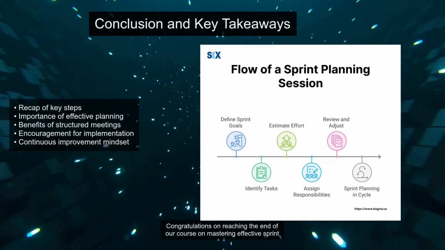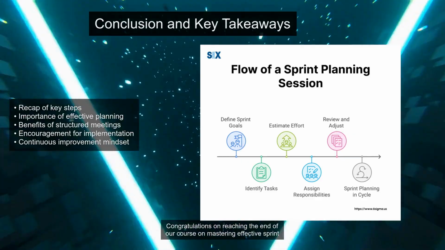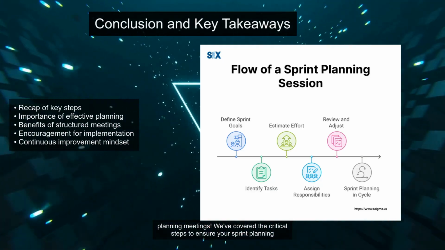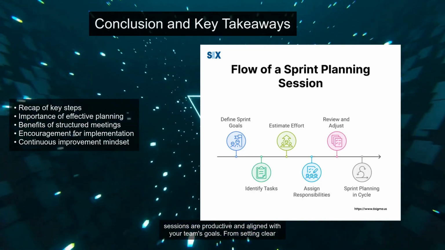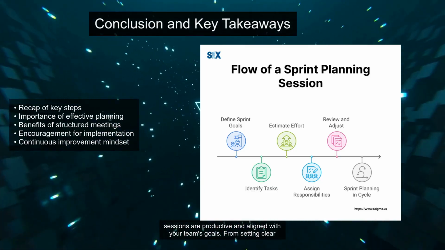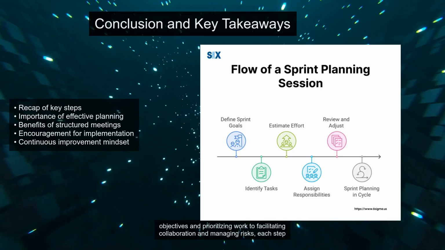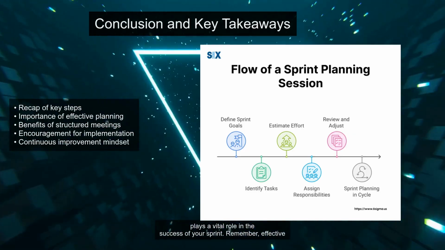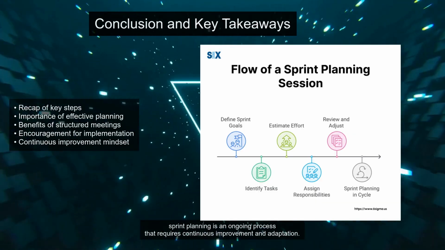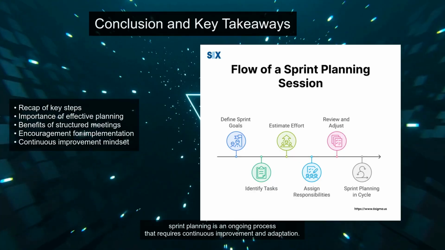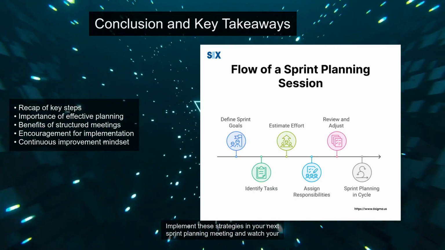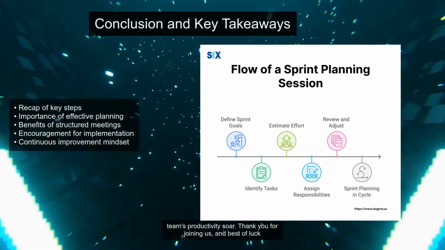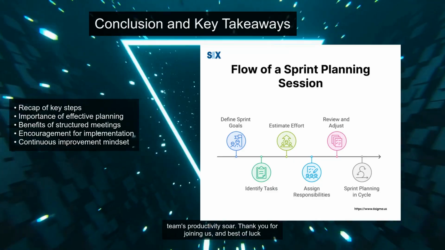Congratulations on reaching the end of our course on mastering effective sprint planning meetings. We've covered the critical steps to ensure your sprint planning sessions are productive and aligned with your team's goals. From setting clear objectives and prioritizing work to facilitating collaboration and managing risks, each step plays a vital role in the success of your sprint. Remember, effective sprint planning is an ongoing process that requires continuous improvement and adaptation. Implement these strategies in your next sprint planning meeting and watch your team's productivity soar.